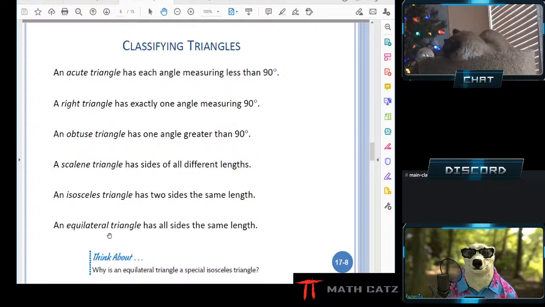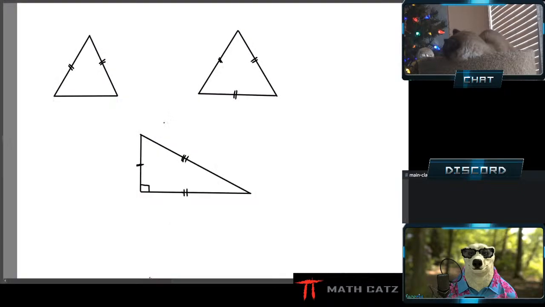An equilateral triangle, I have to understand what that means. An equilateral triangle requires that all the sides are the same. All the sides are the same length. So if I look at this guy, this is equilateral, where my arrow is. So necessarily, 2 of the sides will be the same. This is also an isosceles triangle.